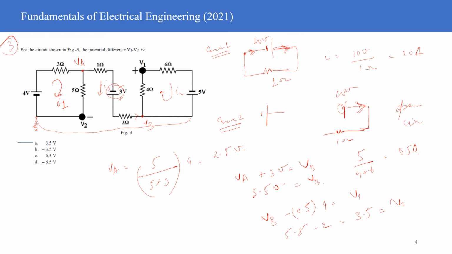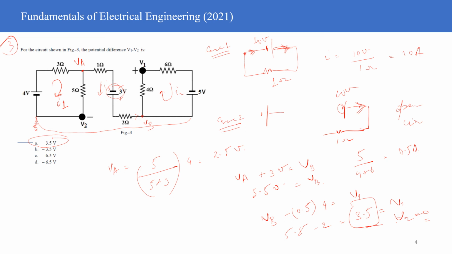Now you have your V1 with you and the V2 I have grounded, so for V2 there is no potential, right? And then the question asks you the difference between V1 and V2. So V1 is 3.5, V2 is grounded, so this is equal to 0, so V1 minus V2 is 3.5, which is given as option number A, which is your correct answer.